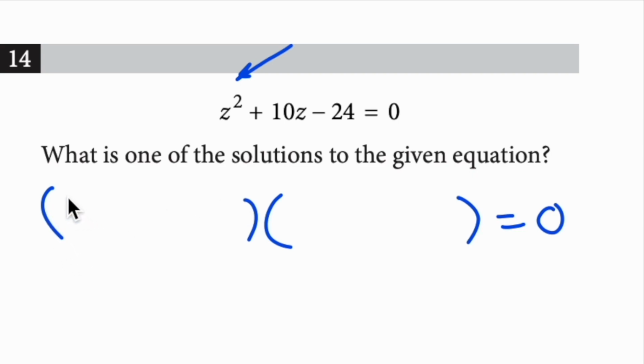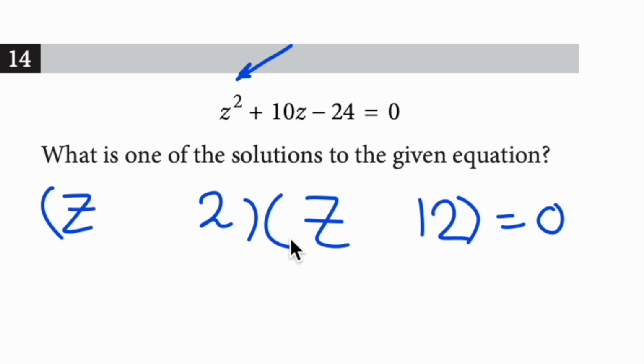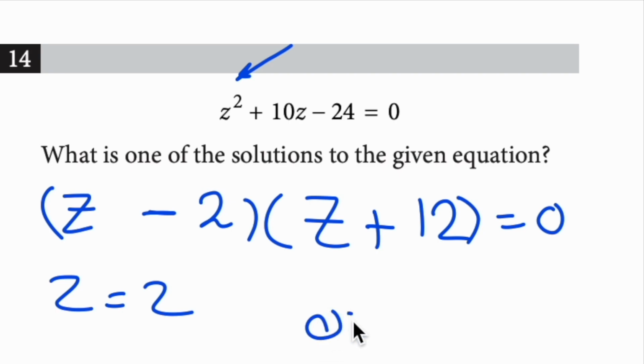So z squared equals z and z, and 24, which is 2 times 12. We have here a positive sign and this is negative, so z equals 2 or z equals negative 12.